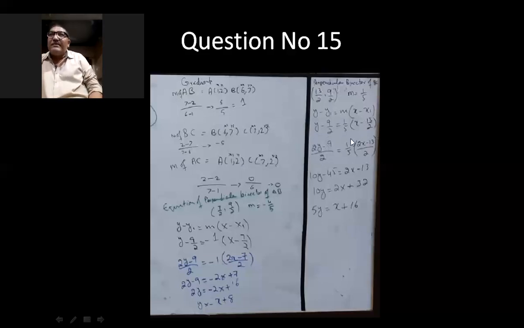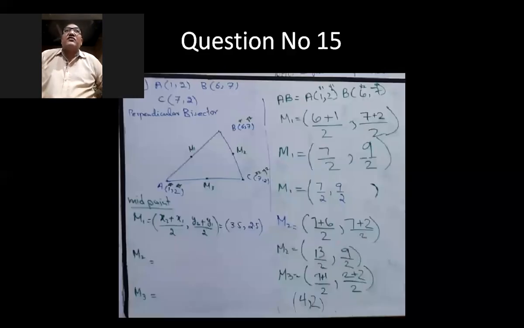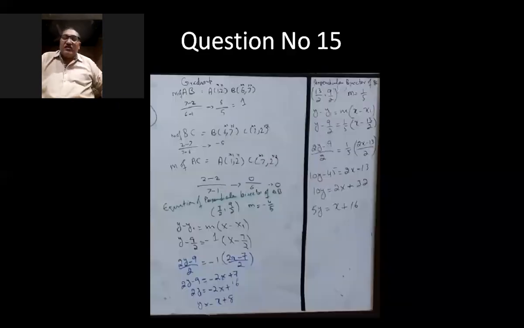So 2y minus 9 over 2 equals 1 by 5 into, find the LCM inside this bracket, that will be 2, so here you will have 2x minus 13. 2 and 2 will be cancelled. Take this 5 to this side, so you will have 10y minus 45 equals 2x minus 13. So 10y equals 2x plus 32. Divide all the terms by 2, you will have 5y equals x plus 16. So this is how you will do question number 15. That was question number 15, from the start of the question to how it finishes.